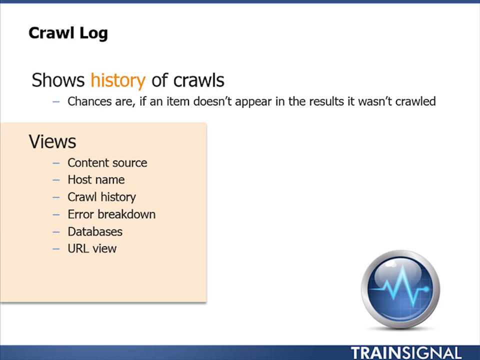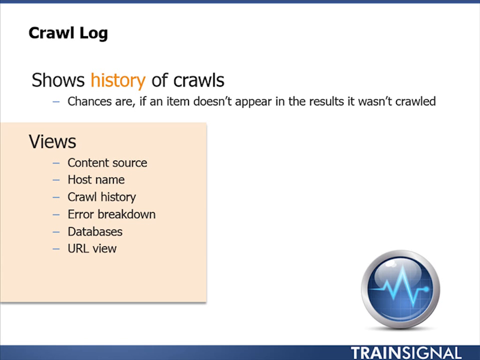for whenever a user calls you up and says, hey, I can't find an item. Assuming that the item exists, assuming that they have permissions, then it's going to show up inside the results. If it doesn't, chances are it wasn't crawled. So the easiest way for me to track this down is by using the crawl log.